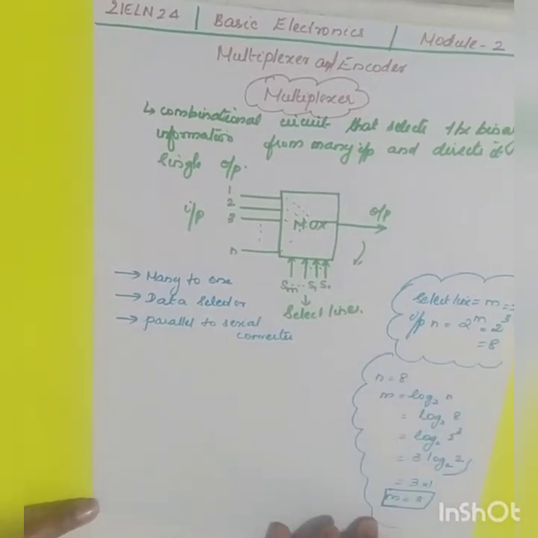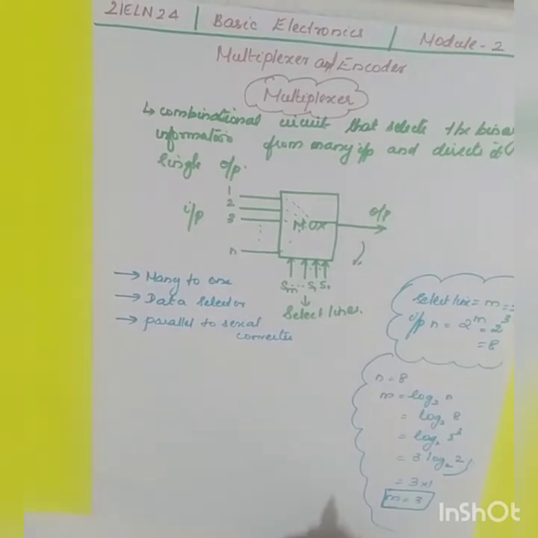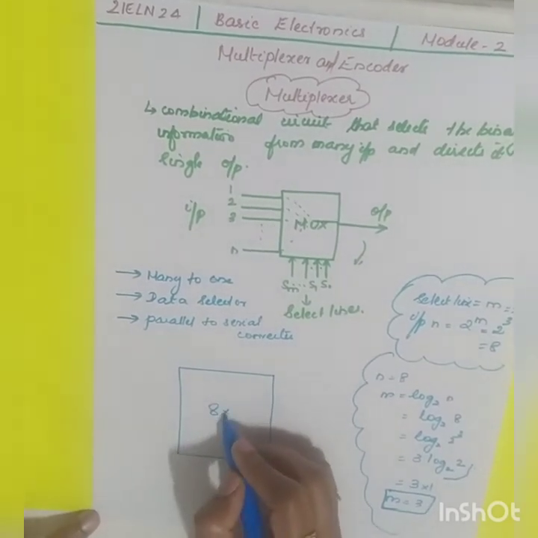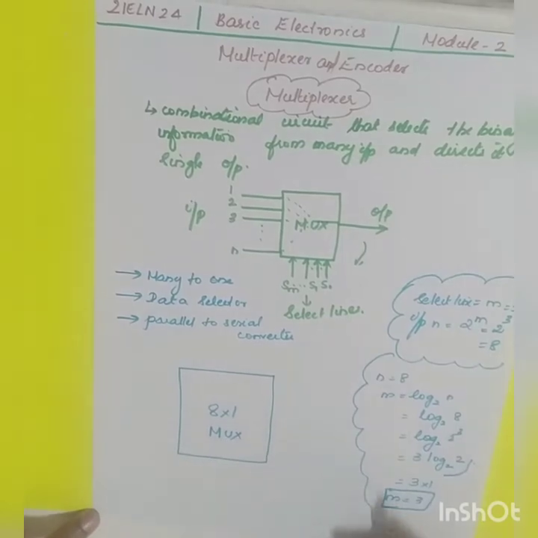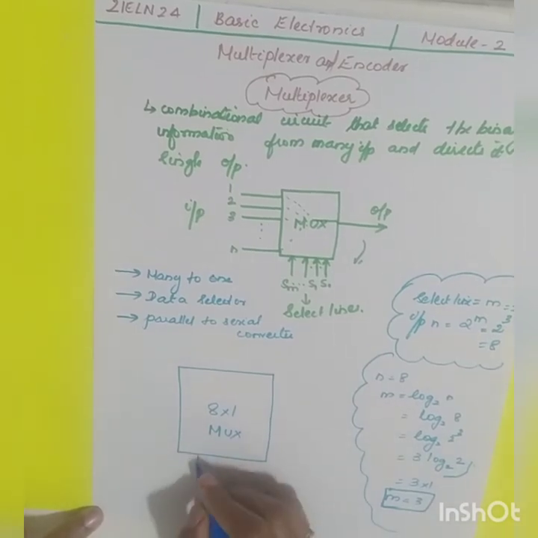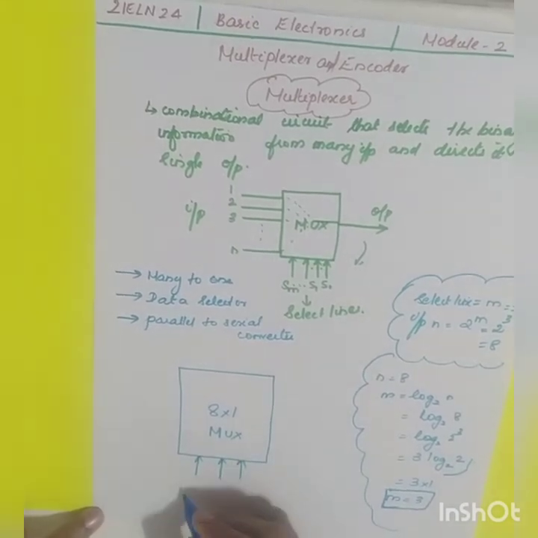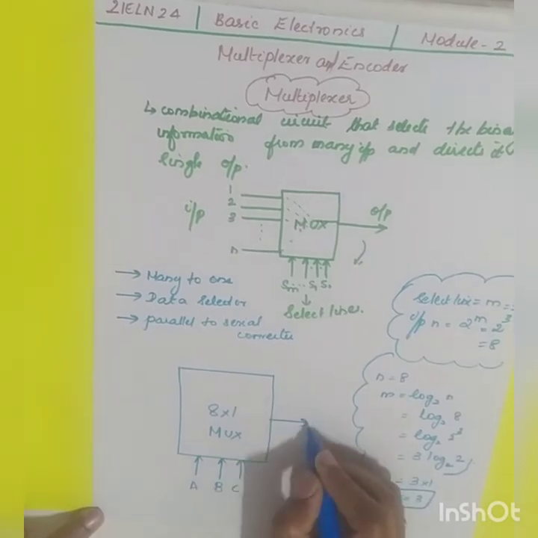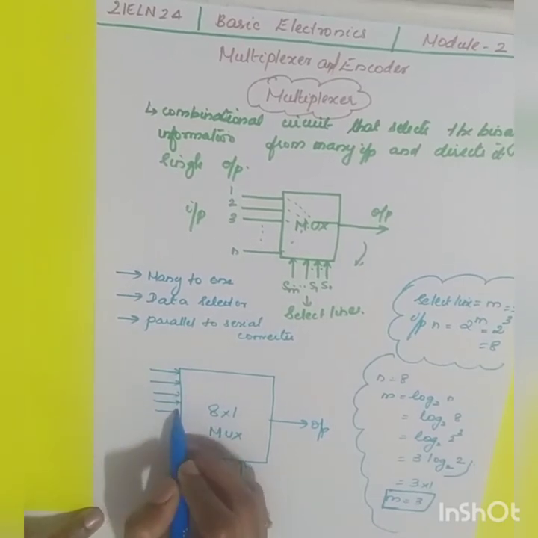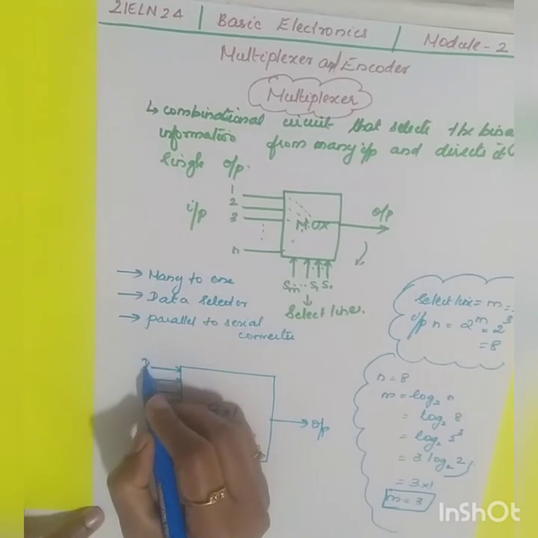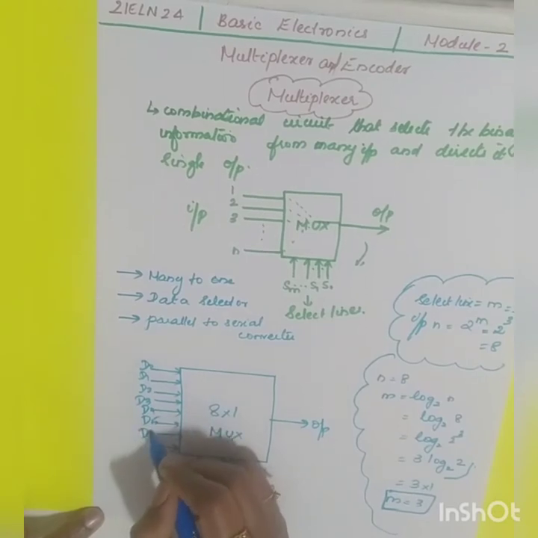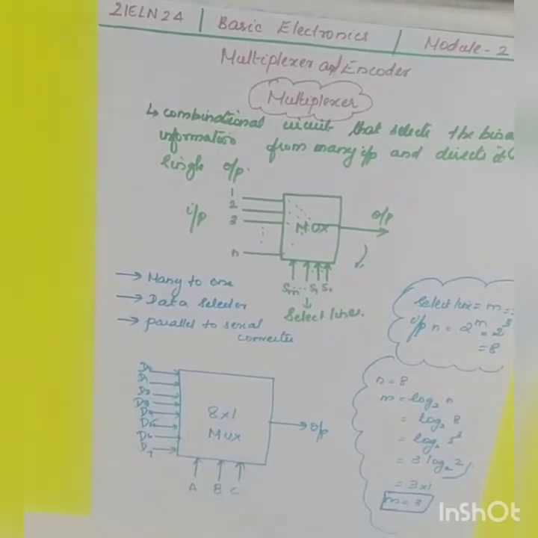These are the two ways by which we can find the number of inputs as well as the select lines. Okay, the example given in your text is an 8 to 1 multiplexer, the 8 to 1 mux. If it is an 8 to 1 mux, what will be the number of select lines? It is equal to 3. So let me take the select lines as A, B, C, with a single output. Your inputs will be 8: D0, D1, D2, D3, D4, D5, D6, D7. D0 to D7 will be your inputs.